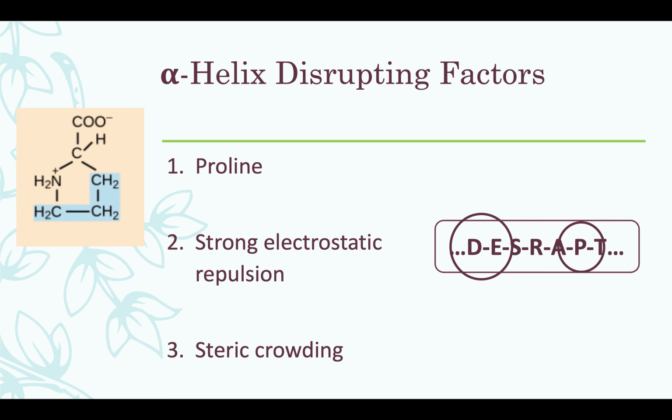Now lastly, steric crowding is also a disrupting factor. Why? Imagine putting two bulky groups next to each other. You'll have a steric repulsion due to the proximity of several bulky R groups.